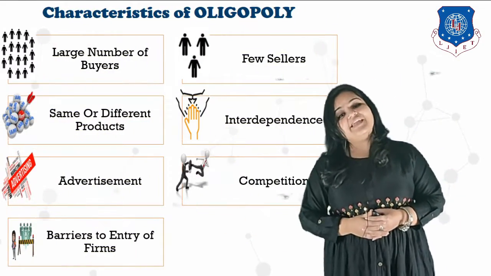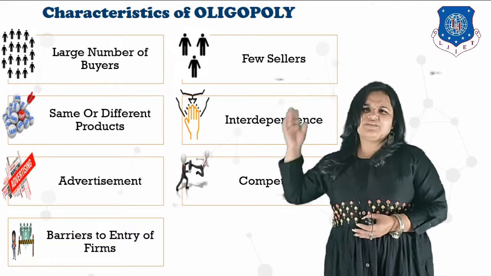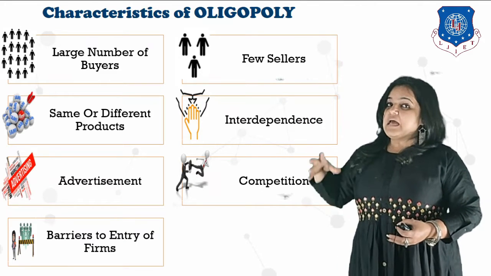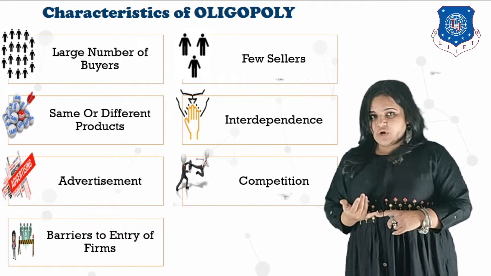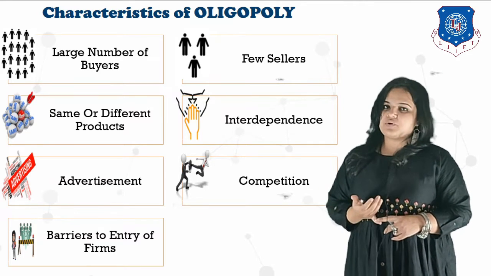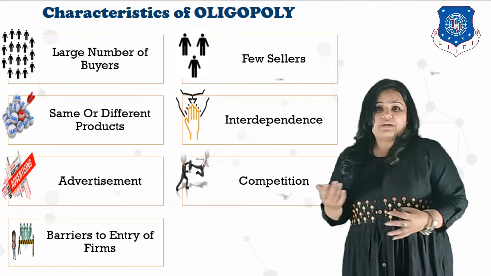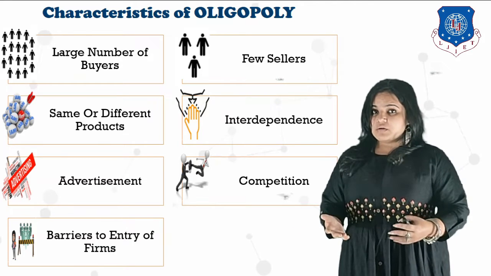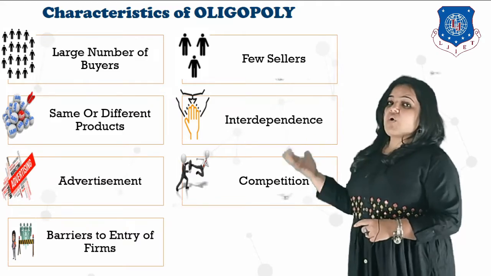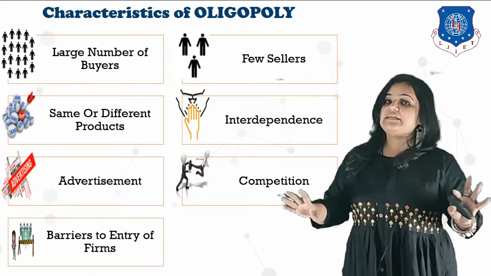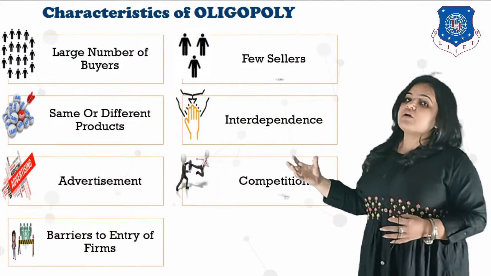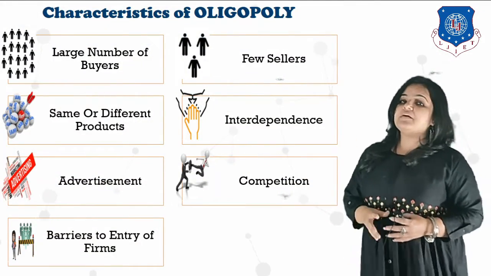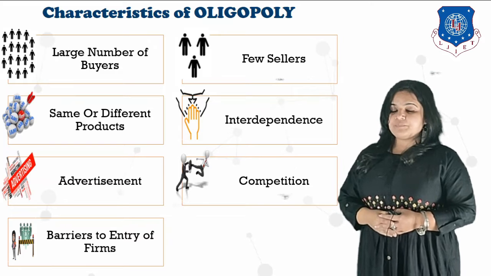Moving forward, there is a barrier to entry and exit of the firm. Obviously, why would there be few sellers? Because entry is restricted. Either they do not know the formula of making the product, or the investment might be too high, or there are people who are already catering to the entire society and there is no option or no space for any other player to enter into the market.